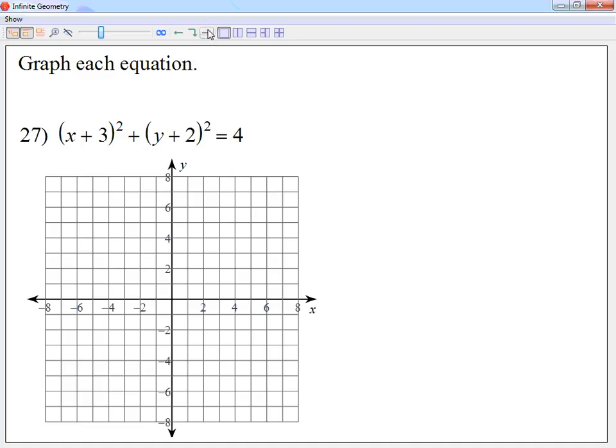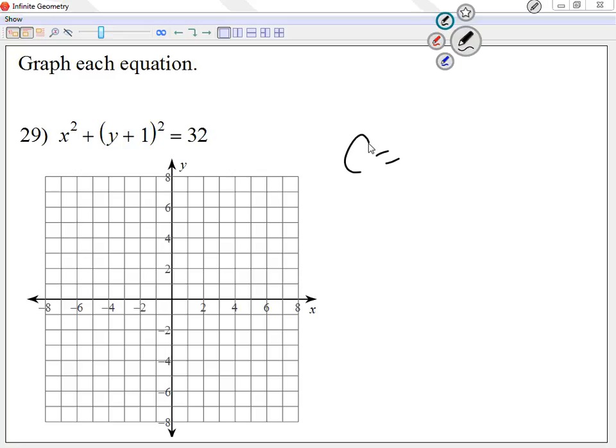Let me scroll down to question number 29. Okay, I'm pretty sure for 29 you guys can find the center, right? The center will be not hard. Let's take a look at the radius. How big is the radius? Well, remember, we don't go half of it. We go the square root of it. Did I do it wrong? No, I did it right. So you guys get about 5.7, right?